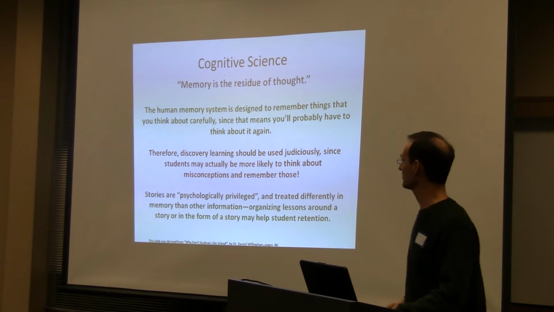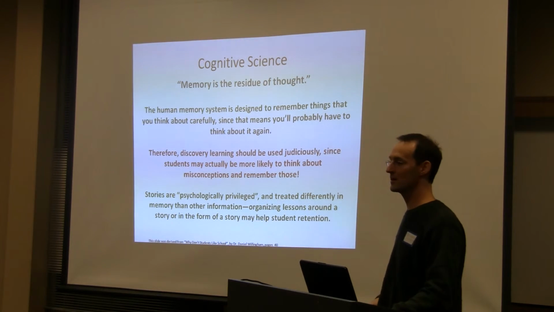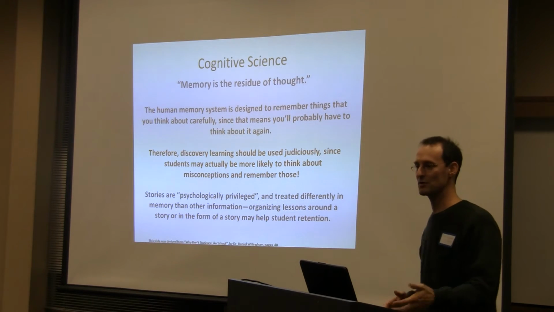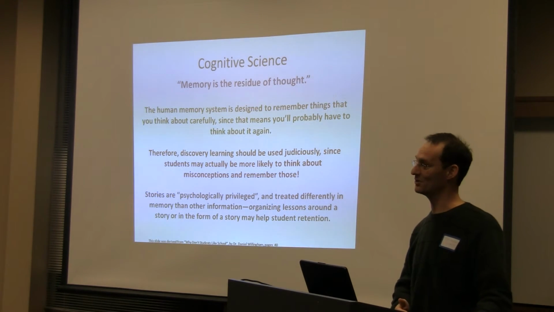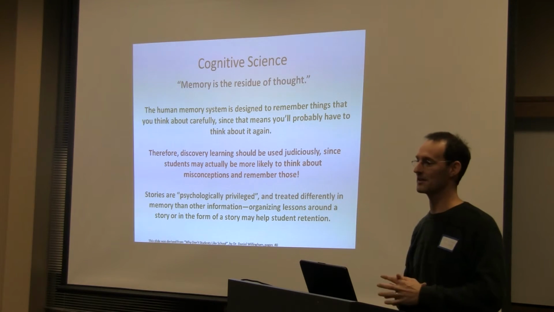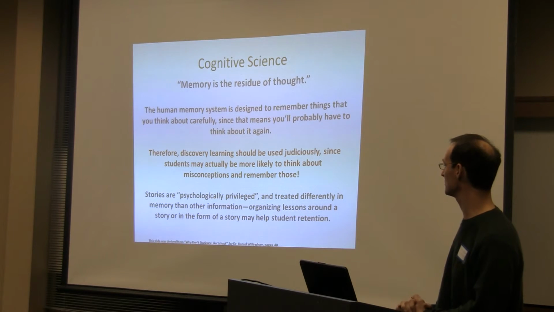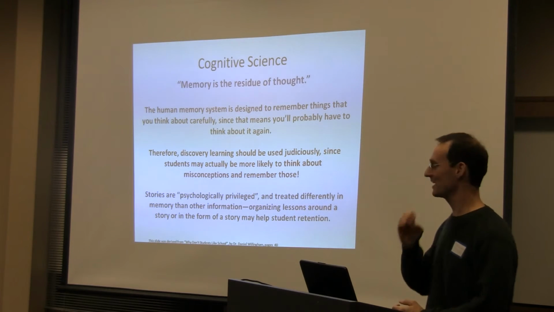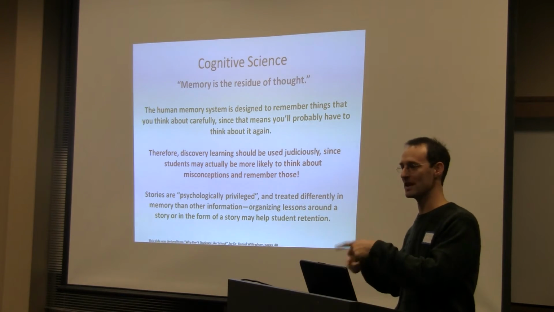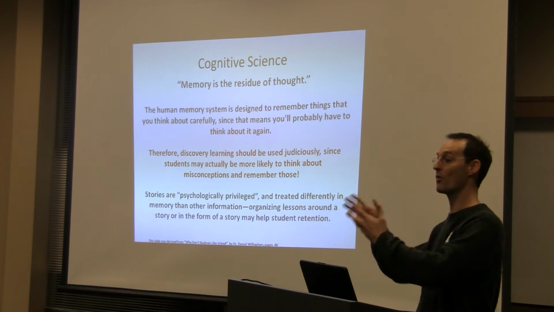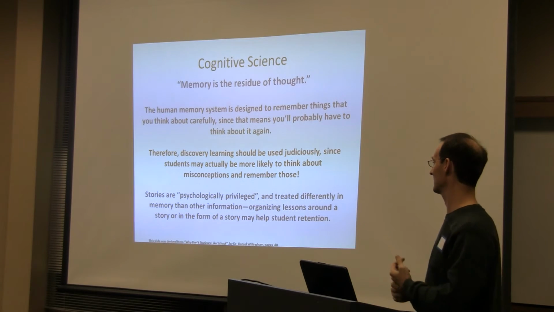All right, memory is the residue of thought. So the human memory system is designed to remember things that you think about carefully, because if you think about something carefully, it means you're probably going to use it again. So your brain just triggers things in it that will actually help you remember, generally speaking. Therefore, discovery learning should be used judiciously, since students actually can remember the misconceptions that they were thinking about when they're trying to do all this discovery learning and figure something out on their own. They can actually remember the wrong things rather than the right things.